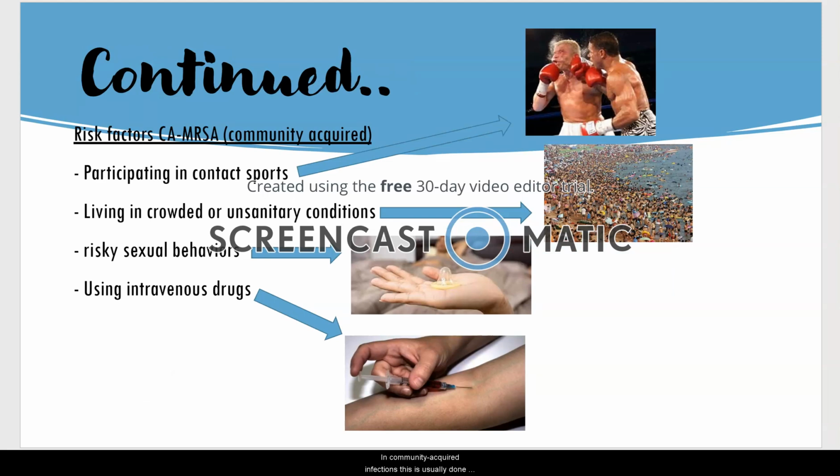In community-acquired infections, this is usually done through contact sports such as boxing, basketball, and other types of sports like that. This can also be transmitted by living in crowded or unsanitary conditions, using recreational intravenous drugs, and engaging in sexual risky behaviors.